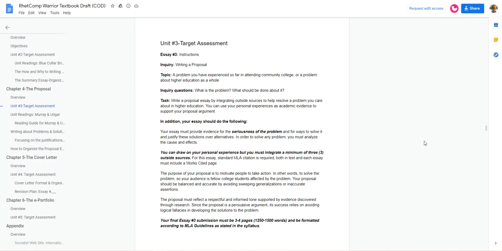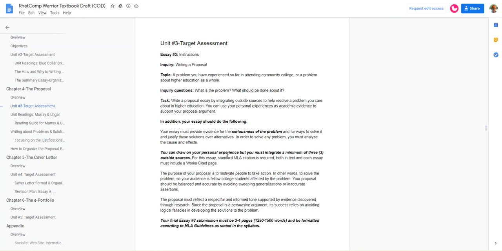You can use personal experiences as academic evidence to support your argument. Remember, personal experience as evidence to support the argument. This is not a narrative about your life in college and your journey so far. So let's be clear about that. Identifying a problem, finding solutions, preferably a serious problem, as I say here, seriousness of the problem, which means that it's going to affect more than just one person, right? So the seriousness of the problem that you might find ways to solve these problems over alternatives. So there's a great deal of critical thinking in this particular essay assignment.